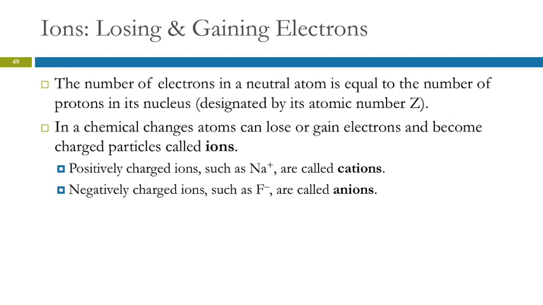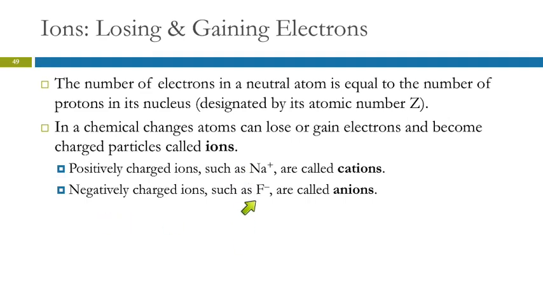When chemical changes occur, when chemical reactions occur, atoms can gain electrons or lose electrons. And when they do that, they become charged, right? And we call a charged atom an ion. So if it has a positive charge, like Na+, it's called a cation. This is not an abbreviation for vacation. Cations are positive. You need to remember that.